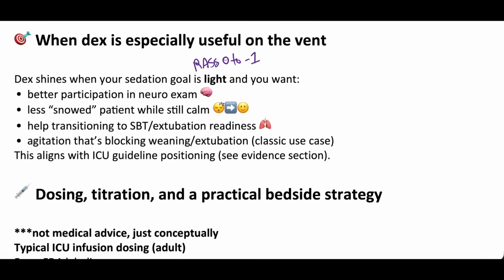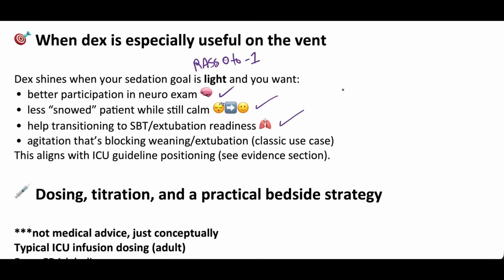But when you're really targeting that light sedation, you want better participation in a neuro exam. You don't want a patient snowed at all. Maybe you're transitioning them to spontaneous breathing trial to get them ready to extubate, all that kind of stuff. Dexmedetomidine is a really nice drug in these instances, probably one of the better ones.